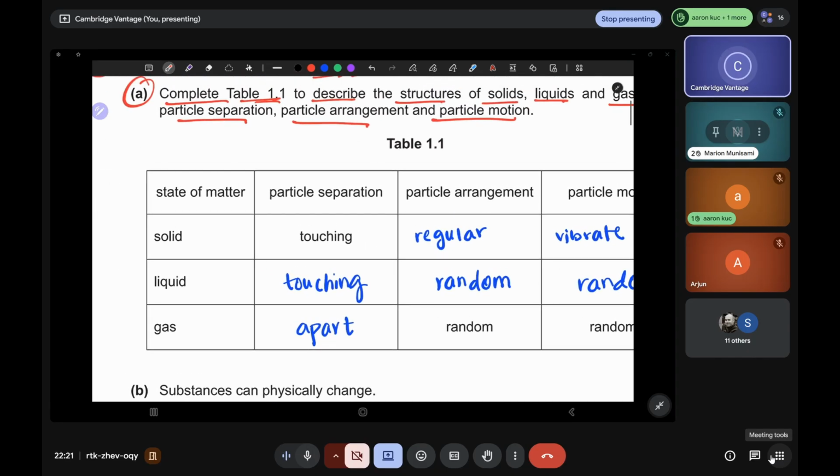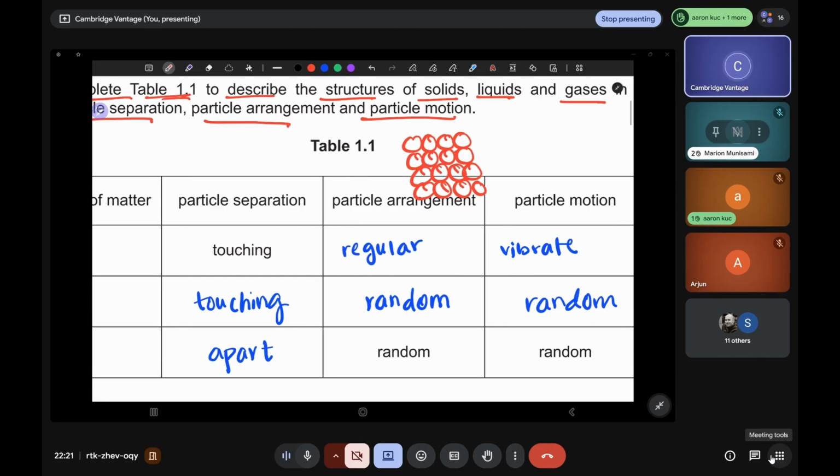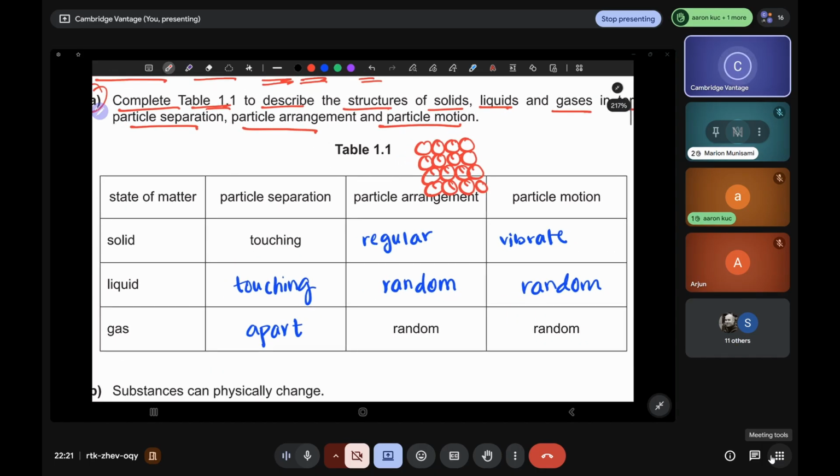So now we have to fill up for solid. In solids, I will now draw the structure for you. We know that in solids, the particles are arranged in a regular form. They are arranged in layers like this, right? And the particles are fixed about their positions. We know that the solid particles cannot move freely, unlike liquids and gases. That is why for the solids particle arrangement, we write down regular arrangement, because we can see that they are arranged in regular layers. And for particle motion, we write down that they vibrate. The particles ever so slightly vibrate about their fixed positions, but they cannot move in their structure.